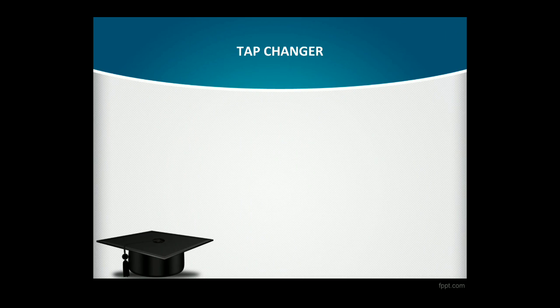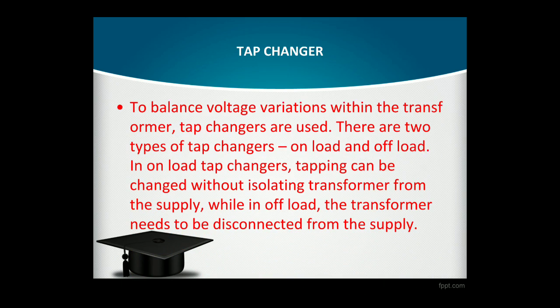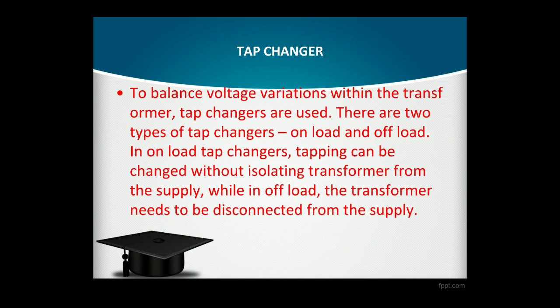Now the tap changer, or you can say the on-load tap changer. To balance the voltage variation within the transformer, tap changers are used. These are of two types: one is on-load and one is off-load. In most cases the on-load tap changer is used, and rarely the off-load tap changer. In on-load tap changers, tapping can be changed without isolating the transformer from the supply. So when it is in loaded condition, if we want to vary the voltage, we use the on-load tap changer without isolating the transformer from the supply mains. While in off-load, the transformer needs to be disconnected from the supply to change or regulate the voltage. So that is the tap changer.